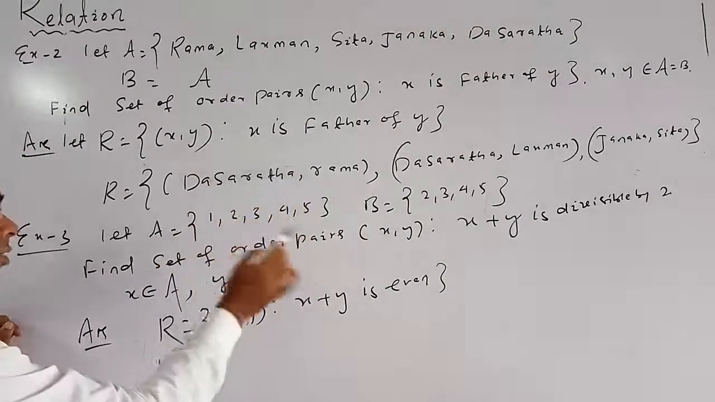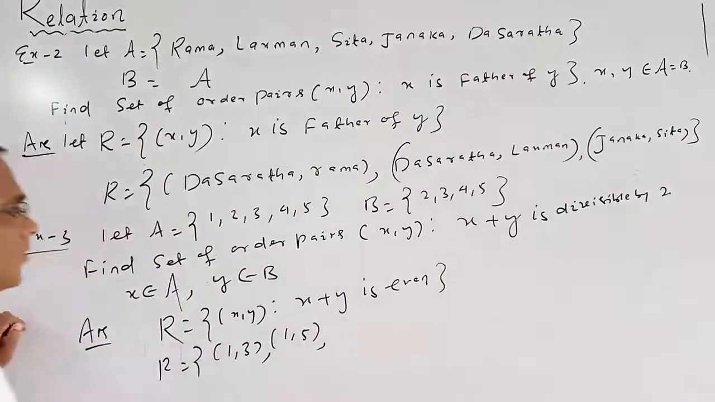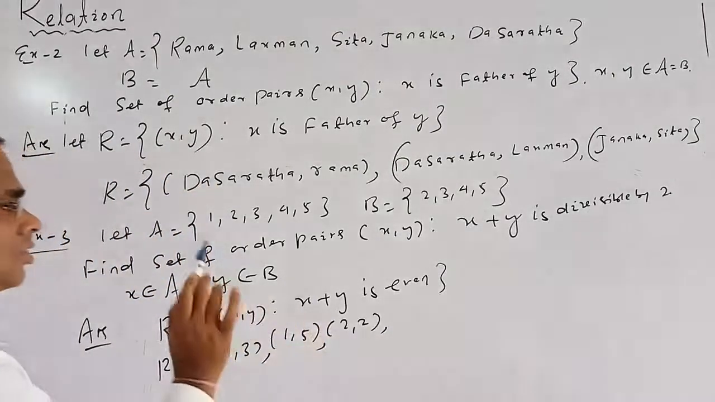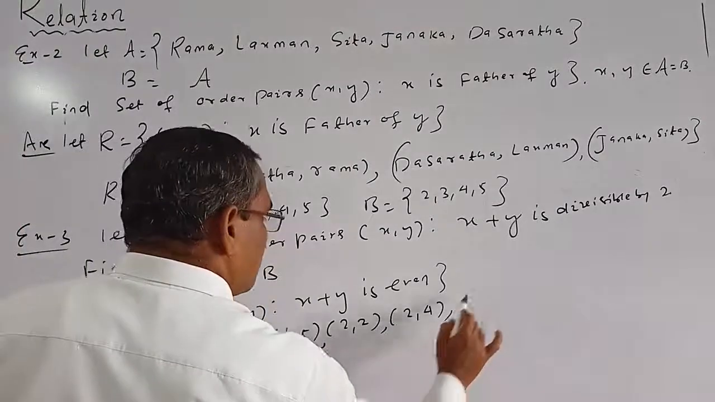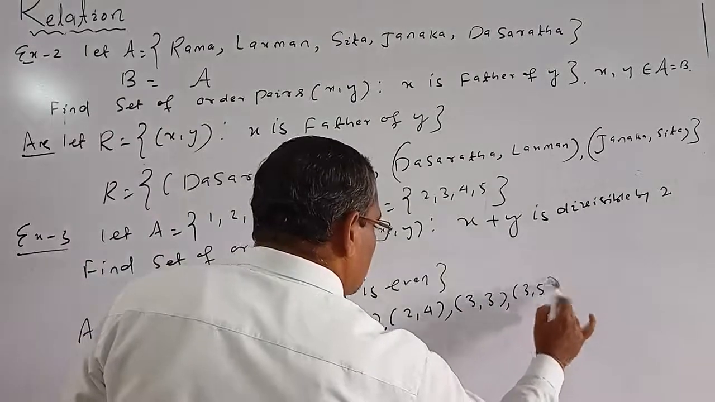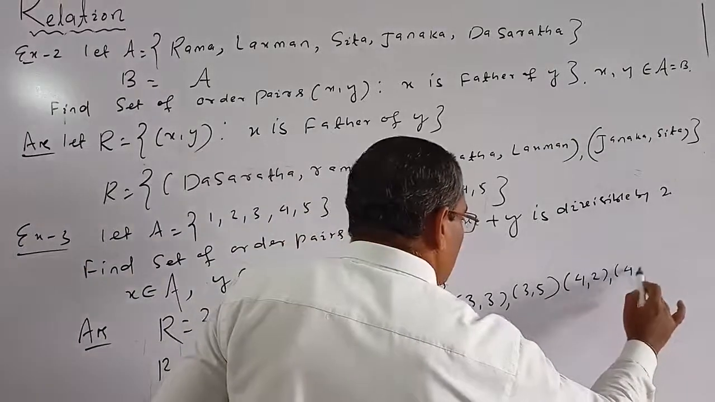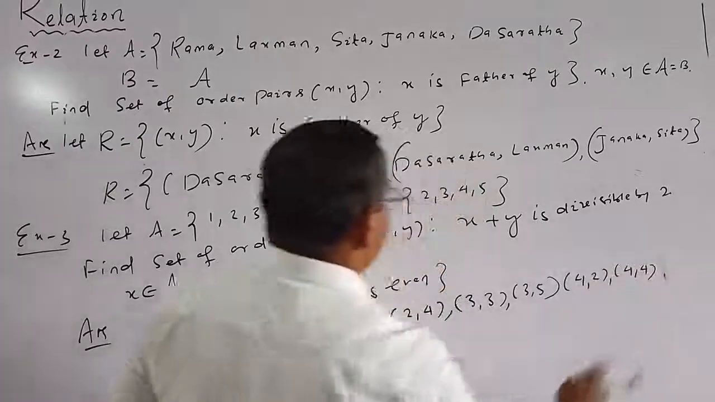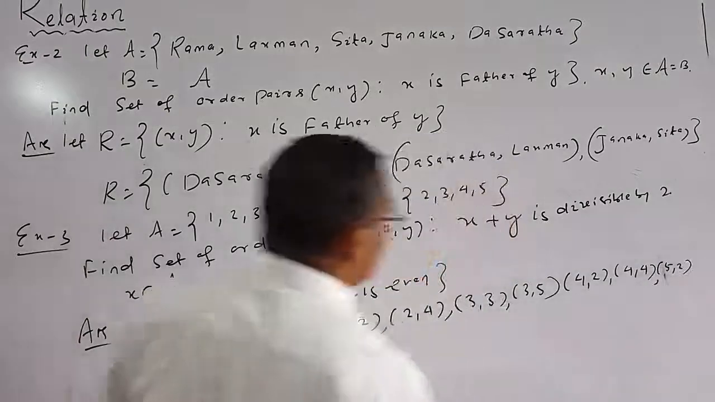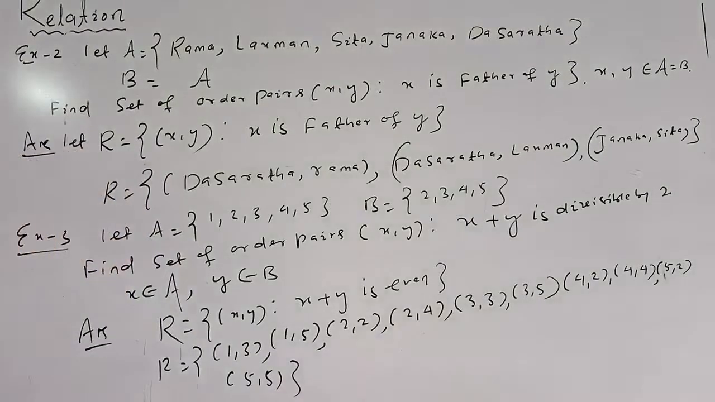So (1, 3) works, (1, 5) works. Then for 2: (2, 2) is possible, (2, 3) is not possible, (2, 4) is possible. Then for 3: (3, 3), (3, 5). For 4: (4, 2), (4, 4). For 5: (5, 2), (5, 5). Okay, so how many ordered pairs are possible?